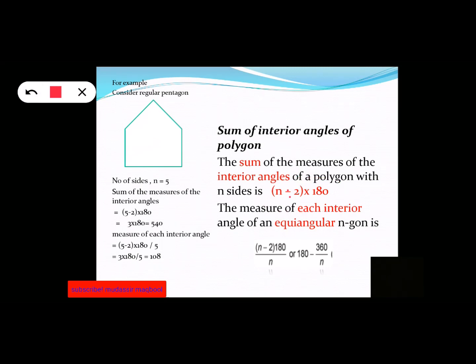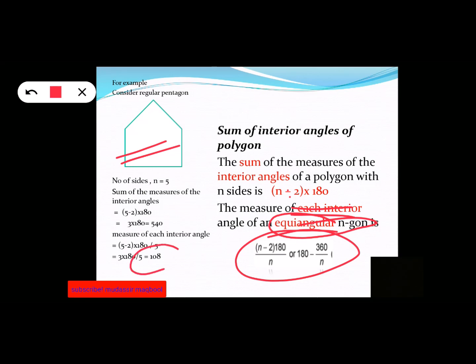And if you have to calculate each interior angle of an equiangular polygon, that means a regular polygon, then you can use this formula (n minus 2) into 180 divided by n, or simply 180 minus 360 divided by n. For example, in this polygon, each interior angle will be equal to 108 degrees.